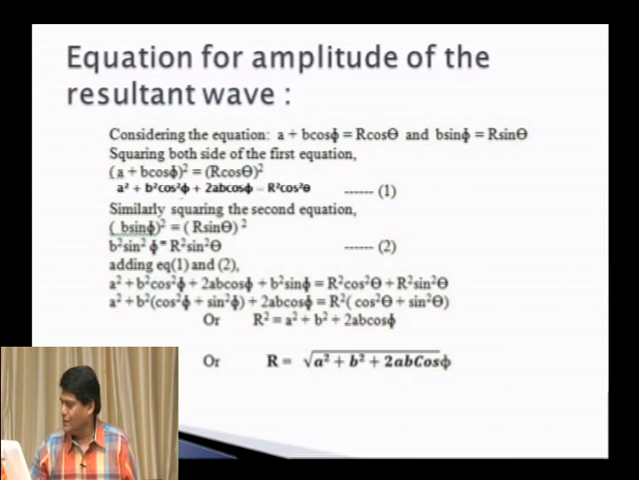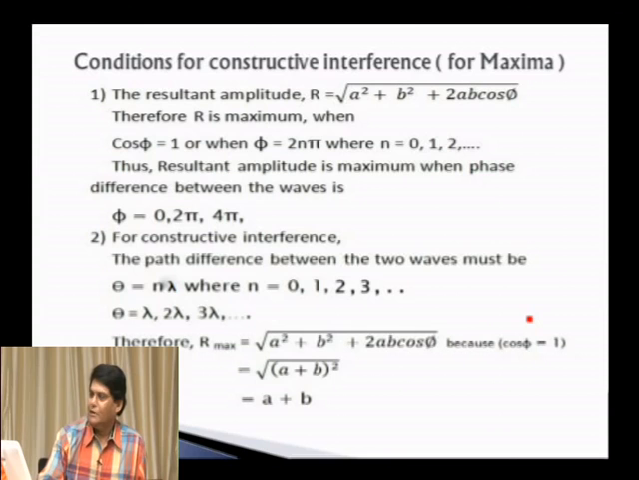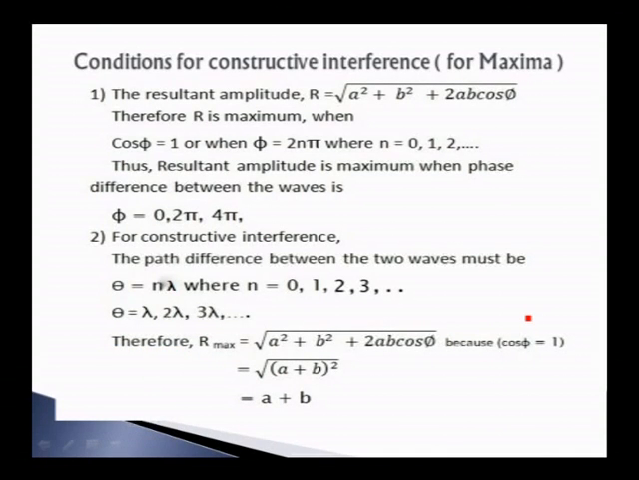Now, considering this expression, let us see whether it holds good mathematically for the two types of interference, constructive interference and destructive interference. Let us see whether the expression R square is equal to A square plus B square plus 2AB cos phi matches the constructive interference.